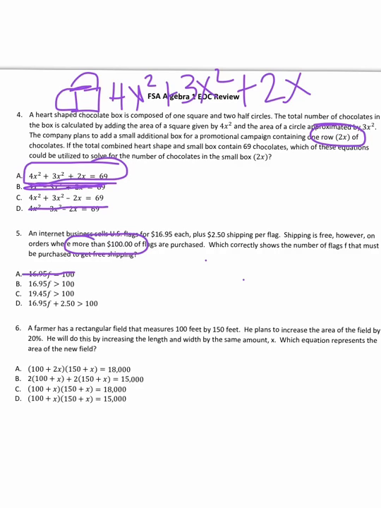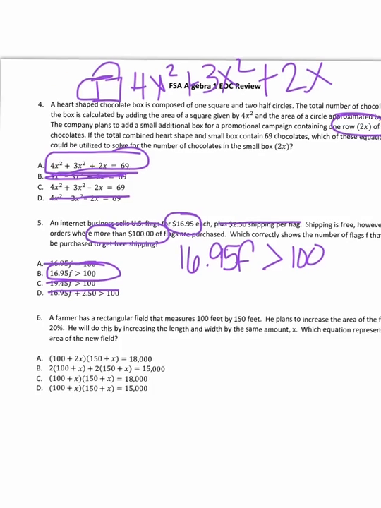So then I notice that the U.S. flag is $16.95. If I'm looking for free shipping, I'm not worried about that. I'm only paying that if I spend less than $100. So $16.95 is each flag. So I have $16.95 a flag, and that has to be more than $100. It can't be less than. And I'm not paying for the shipping. So that leaves B.